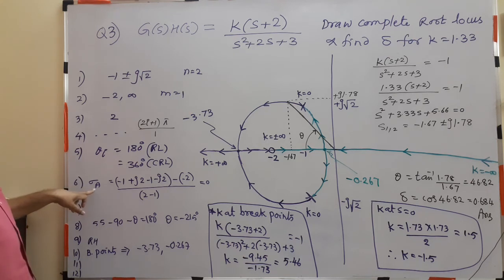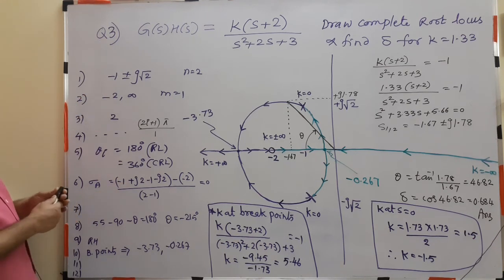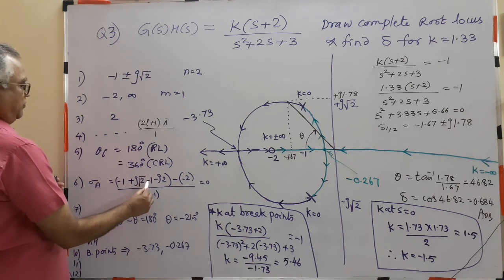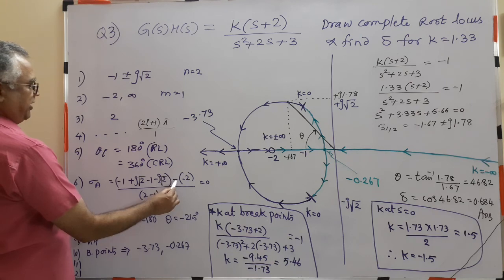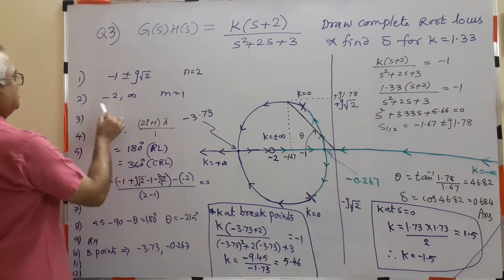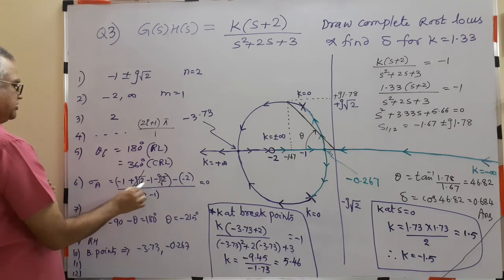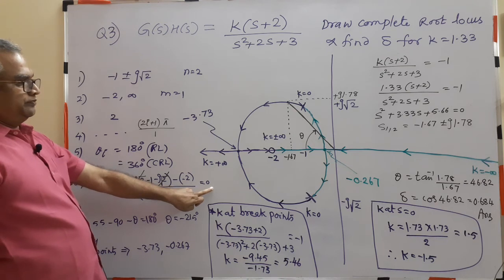Then the intersection of asymptotes: sum of finite poles, minus 1 plus j root 2, minus 1 minus j root 2, minus the sum of the finite zeros, minus 2. This cancels anyway, so you will get 0.